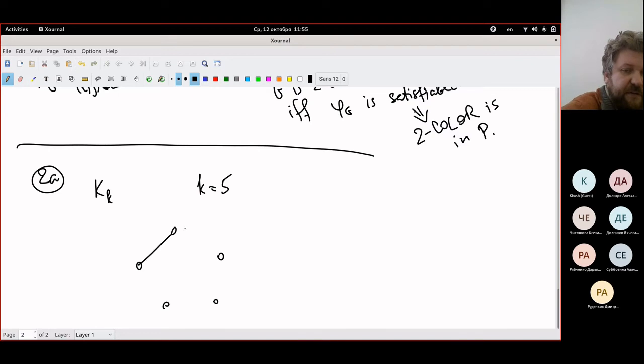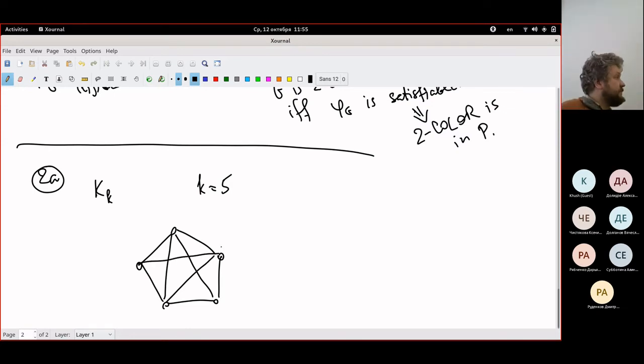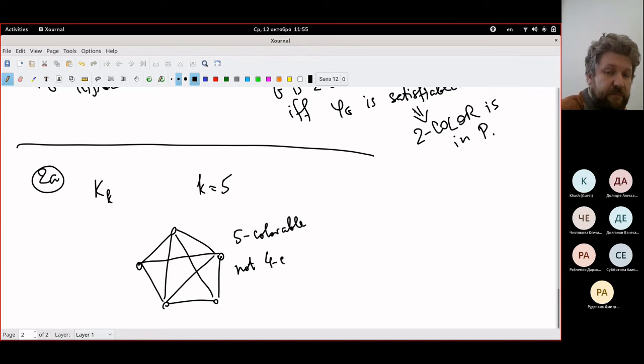So we consider the complete graph. So we connect all the vertices. And this graph is 5 colorable. You have 5 vertices, then you can use 5 colors and color them properly, just all different colors. But it is not 4 colorable. Because if you have 4 colors, then by the pigeonhole principle, you'll have 2 vertices with the same color, and they're all connected as a complete graph. Therefore, you fail.